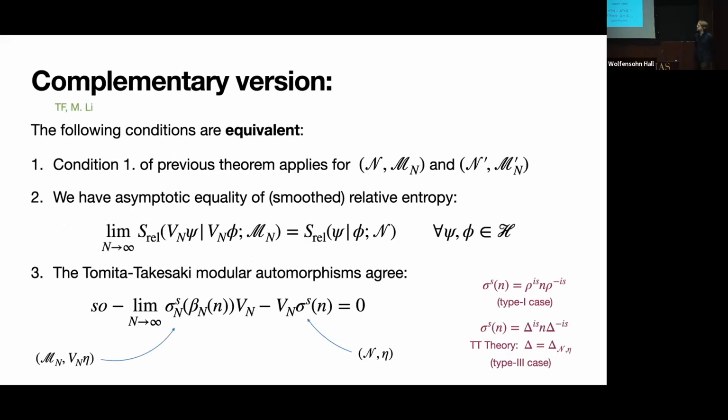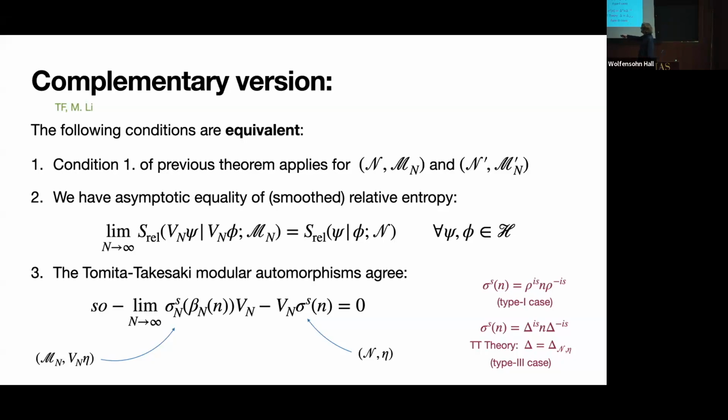Now there's a complementary version as well. If I assume condition 1 of the previous theorem applies to these two algebras, as well as to the commutant algebras, like this complementary setting where we had complementary recovery, then you can show that the relative entropy is asymptotically equal. That means if I take a limit of the relative entropies associated to the physical algebras, that equals the bulk relative entropy. And this is true for all fixed states in the bulk Hilbert space.